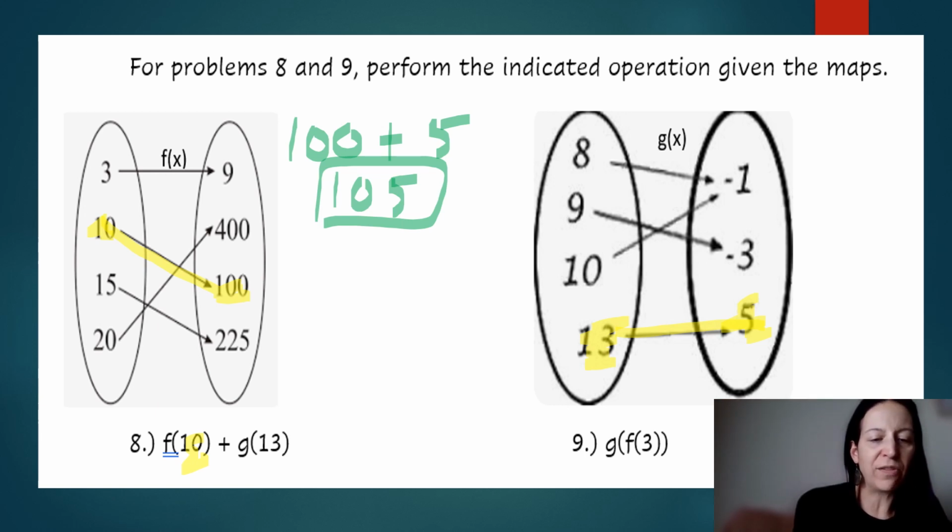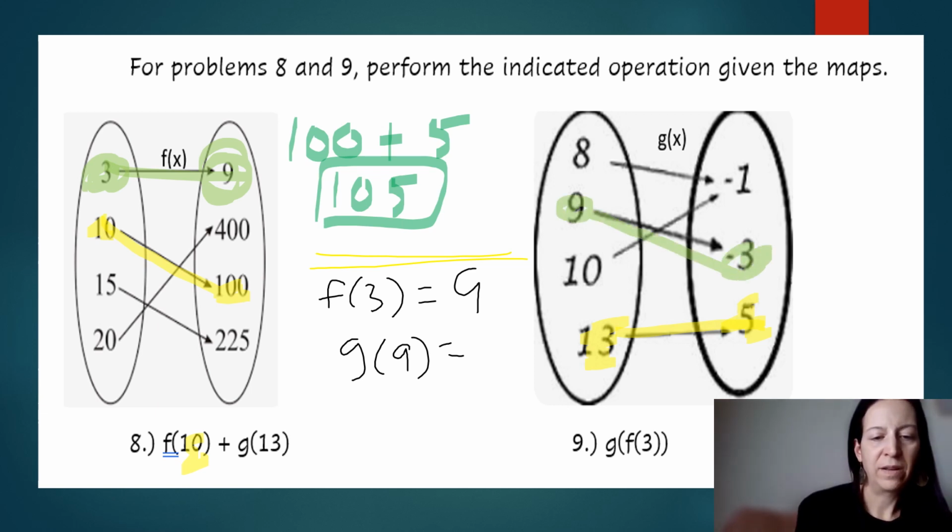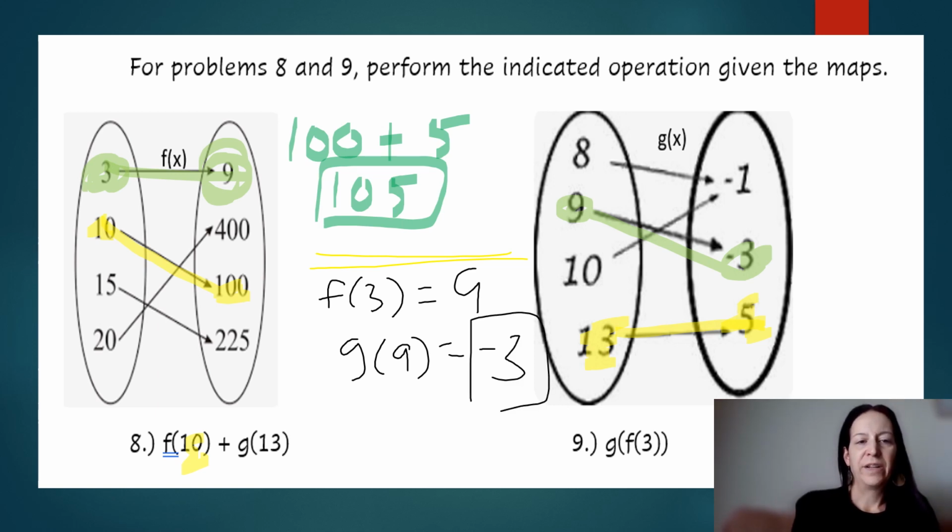So just like with the last one where we started with the inside part, I'm going to start with f of 3. Okay, and so coming over here to look at f of 3, f of 3 is 9. And so f of 3 is 9, so this is essentially going to be g of 9, which is -3. And there's your answer.